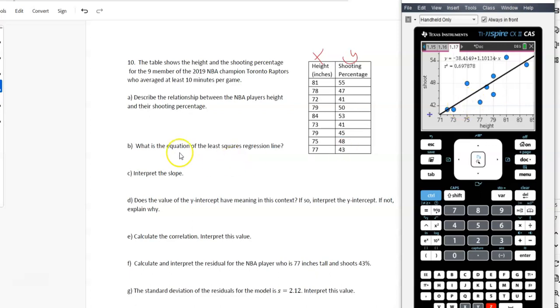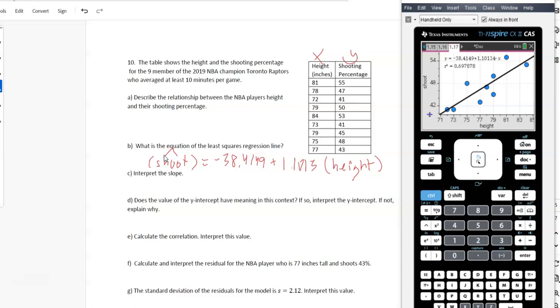Okay, so what is the equation of the least squares regression line? So we have it there. I'm going to write it the way I want you to write it, which is, so I would say the predicted shooting percentage equals negative 38.4149 plus 1.1013 times x, which is the height. So it's much easier. Otherwise, you have to define your x and define your y values. So just write it like that would be a good way to do it.